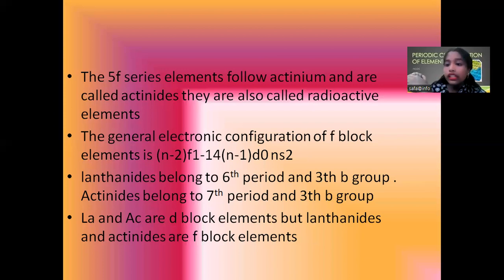Lanthanides belong to the 6th period, 3rd B group. The 3rd B group means the F block elements, which show the F orbital block properties. So lanthanides belong to the 6th period, 3rd B group. Actinides belong to the 7th period, 3rd B group. Lanthanides and actinides are F block elements, but La and Ac are D block elements.